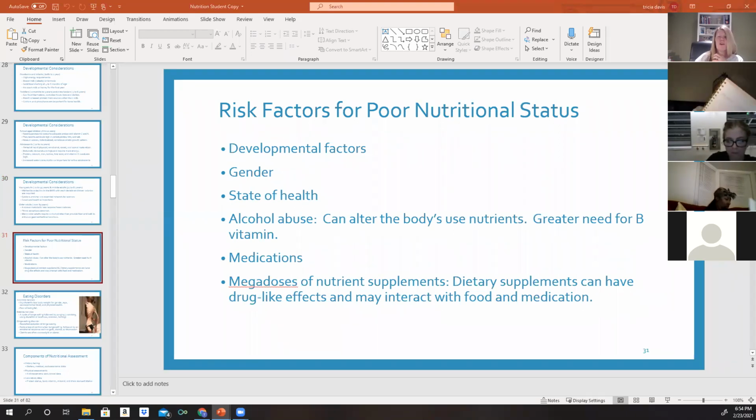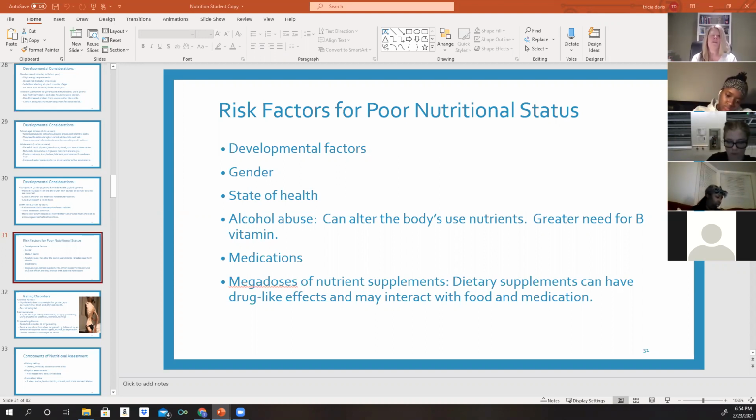So risk factors for poor nutritional status. Developmental factors, so gender. Men are different from women in their nutritional requirements due to the differences in our body composition and our reproductive function. Men tend to have larger muscle mass, which translates into a higher caloric and protein requirement compared to women.